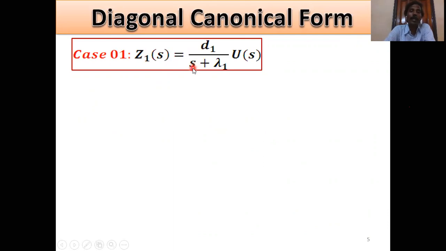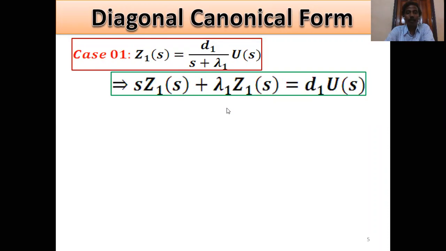Then case number 1: Z1(s) equals what? Z1(s) equals d1 by (s plus lambda 1) into U(s). Then cross multiply, this into this, this into this: s into Z1(s) plus lambda 1 into Z1(s) equals the right hand side, d1 into U(s). This is the cross multiplication form. This is the first order differential equation, because s into Z1(s) is the Laplace transform.